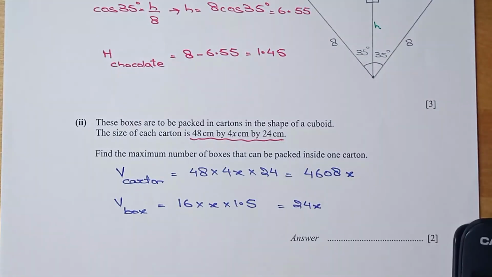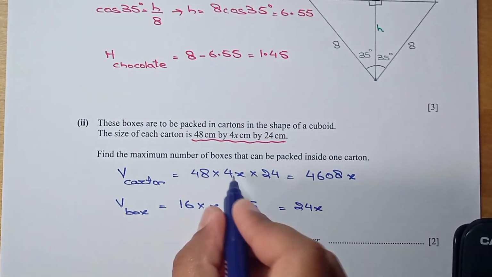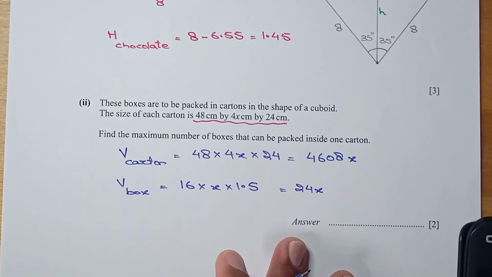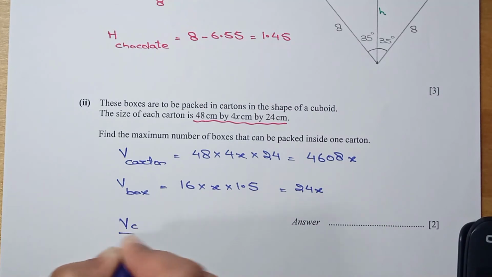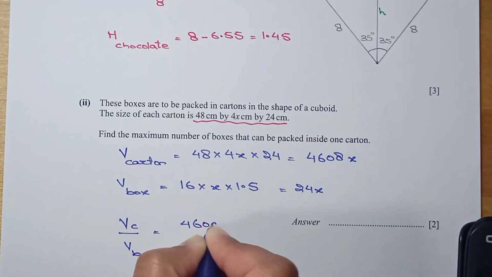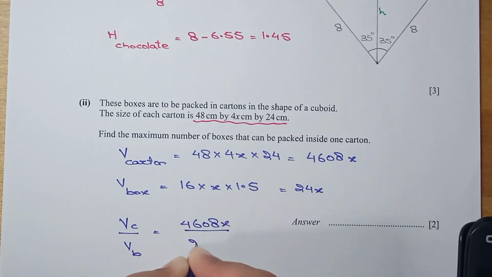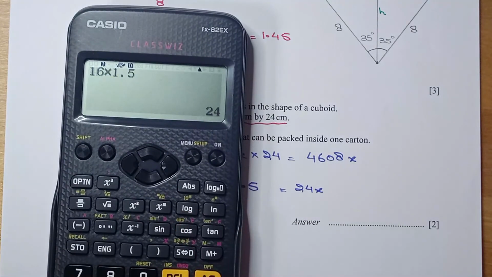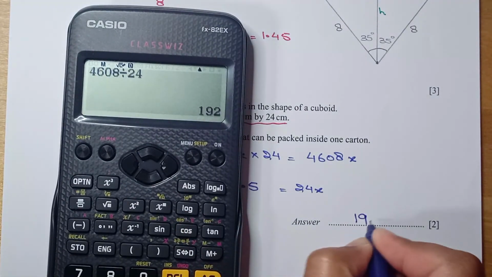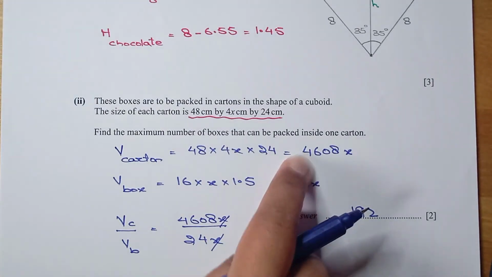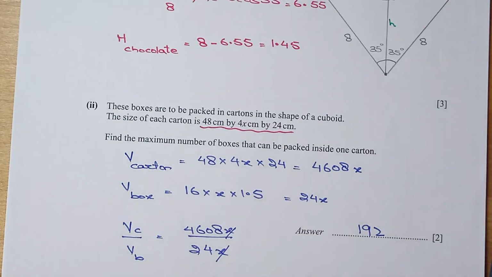Okay, now to find the maximum number of boxes that can be packed inside one carton, we need to do the ratio of volume of a carton over volume of a box. So 4608x divided by 24x. We can cancel the x, and 4608 divided by 24 is 192. So the maximum number of boxes that can be packed into one carton is 192 boxes.